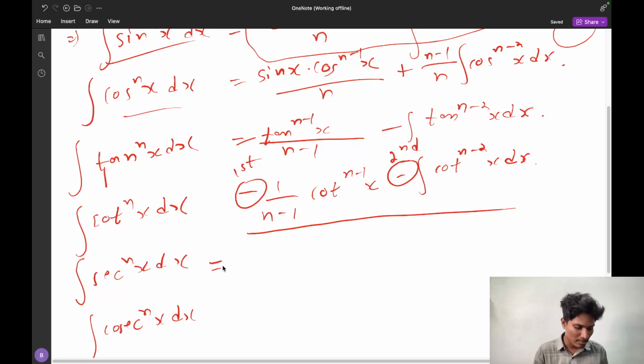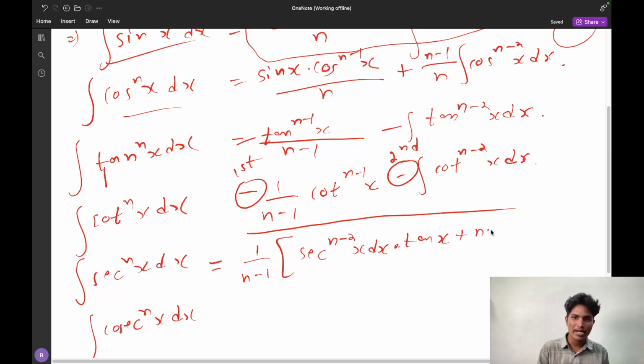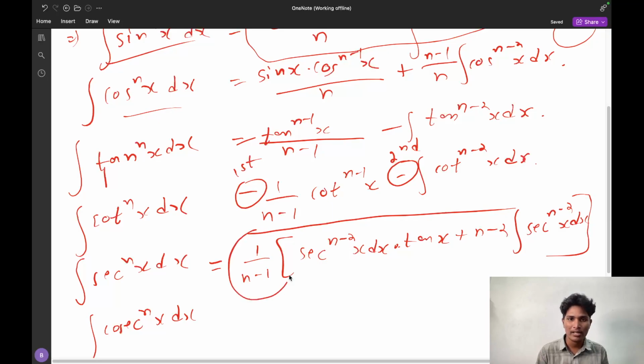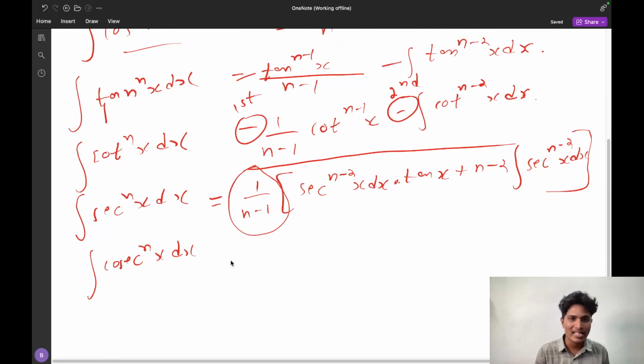And what is integral sec^n x dx? It is 1 by (n-1) taken common, sec^(n-2) x into tan x, plus (n-2) integral sec^(n-2) x dx. So this is the entire multiplication of 1 by (n-1). Like this only is the formula for integral cosec^n x dx.